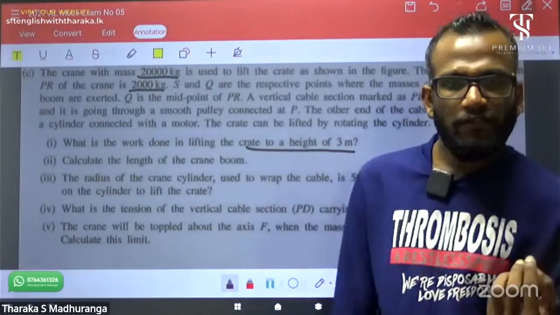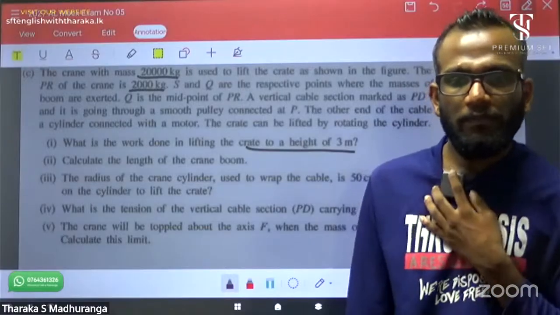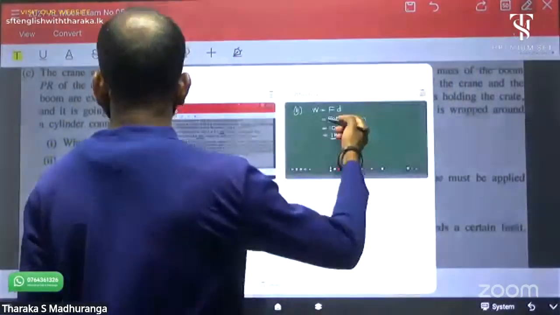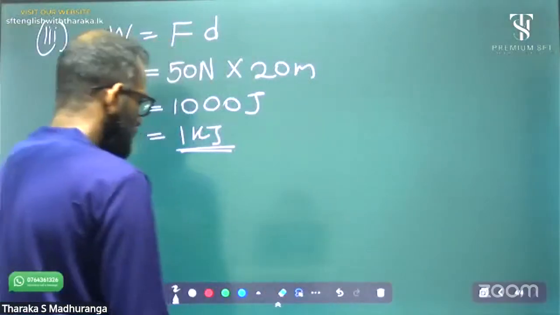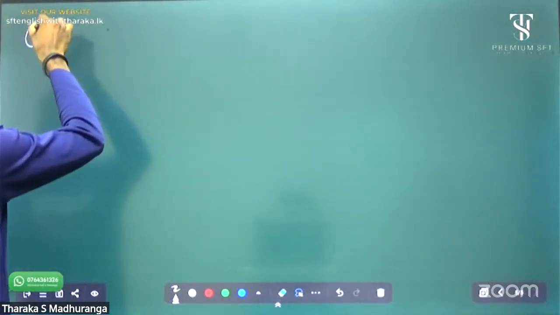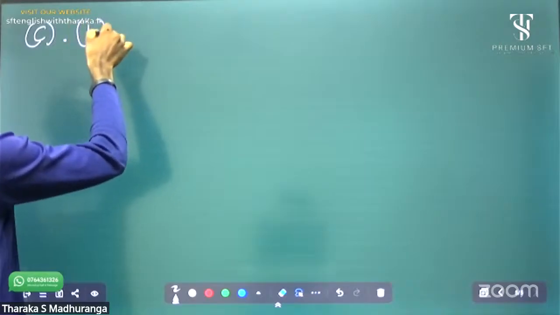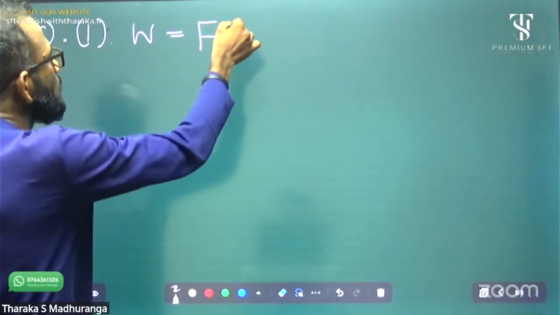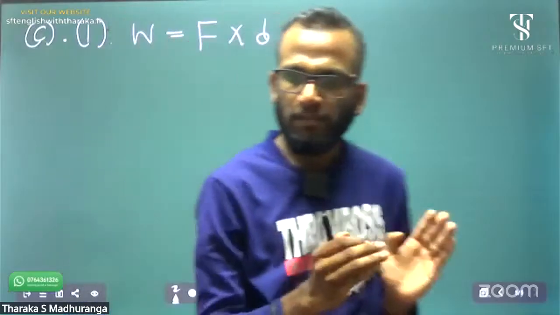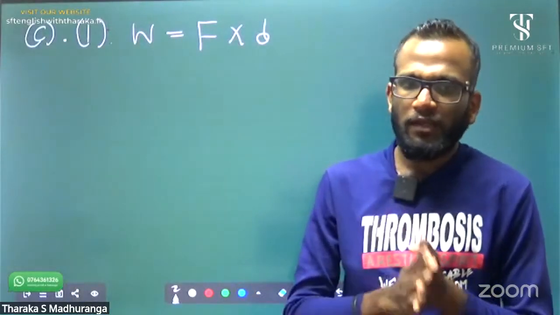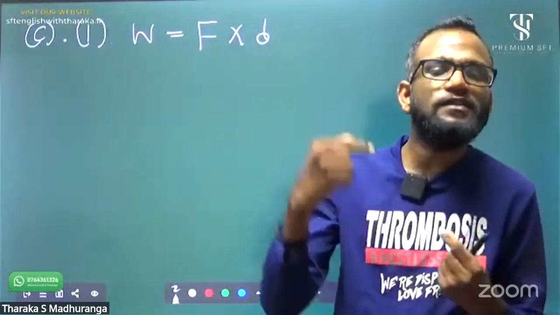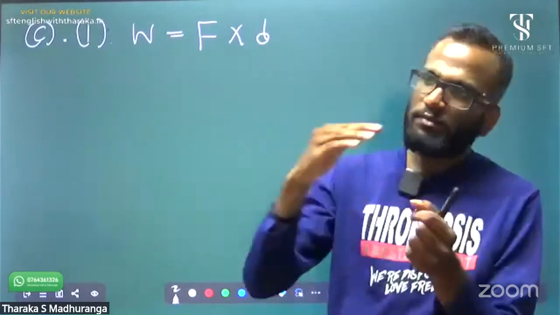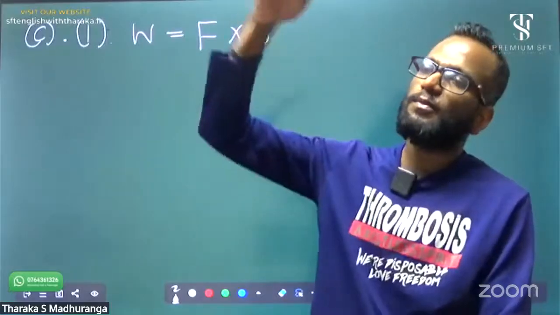What is the work equation? Work equals F into D, force multiplied by the displacement in the force direction. But the problem is we don't know the force now. The displacement is 3 meter. It's lifting 3 meters up from ground level, right?